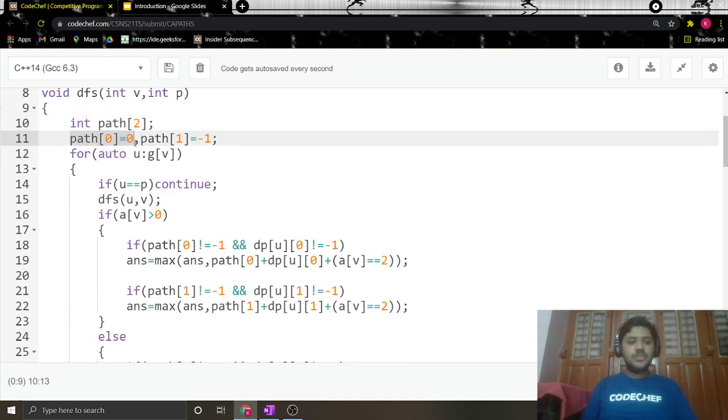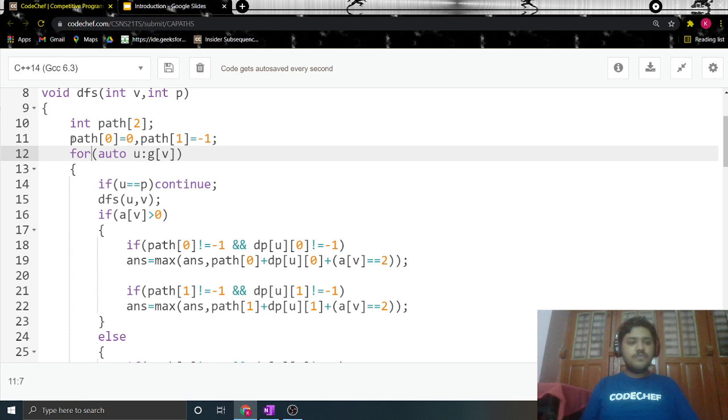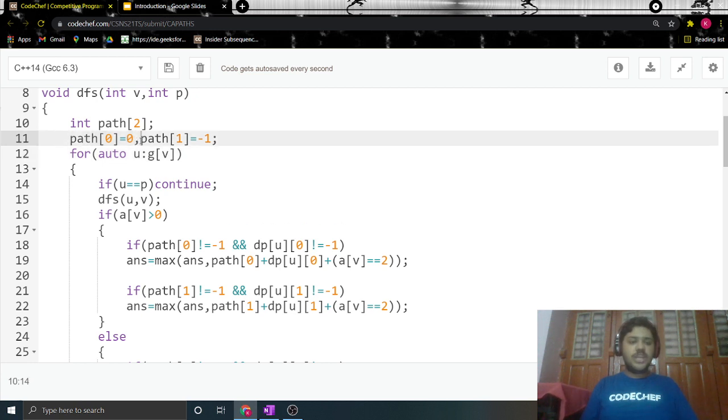As I told you, path 0 stores the maximum of all dp[u][0] values, where u is a child of v. And path 1 stores the maximum of all dp[u][1] values where u is a child of v. Path of 0 is equal to 0 because we are considering the case of a dummy child, and path of 1 is equal to -1 because a dummy child can offer only an empty path which has a magnitude of 1 and the power of 2 in it is 0, and a dummy child cannot offer a path which is having a negative value or a negative product. So it is not possible. That's why we fill it with -1.